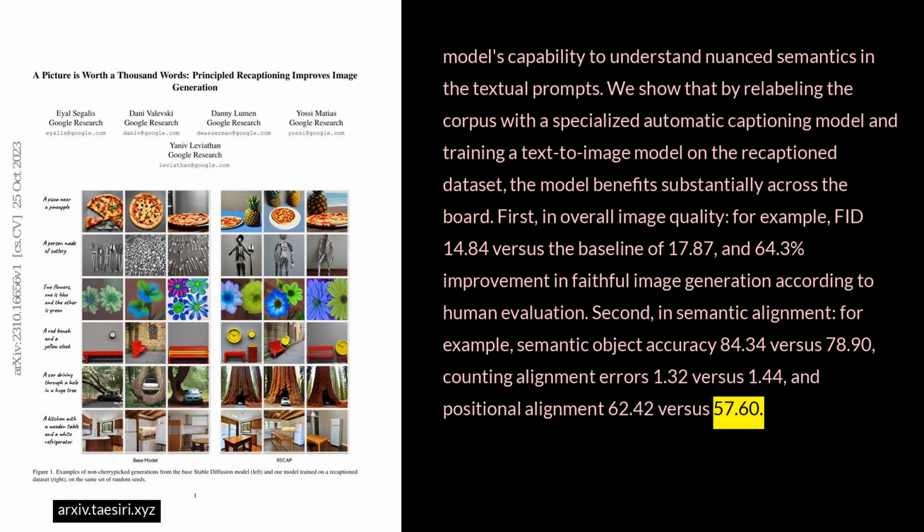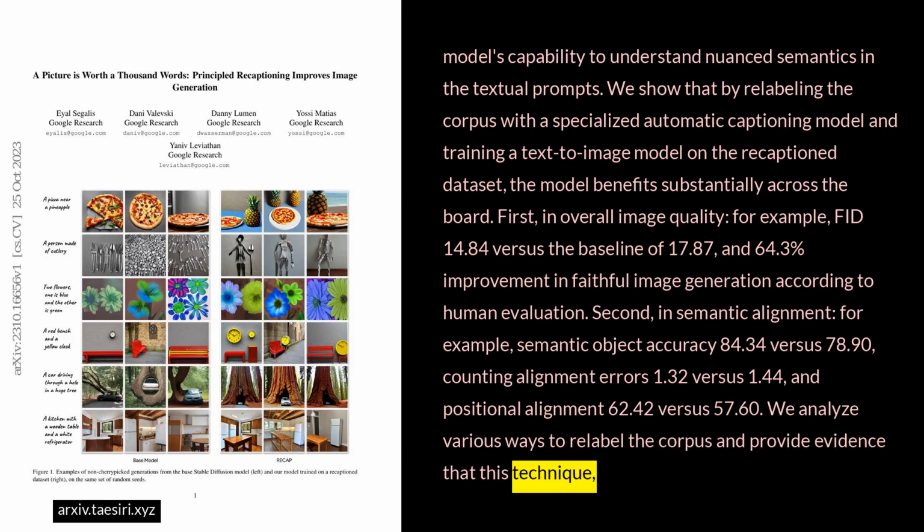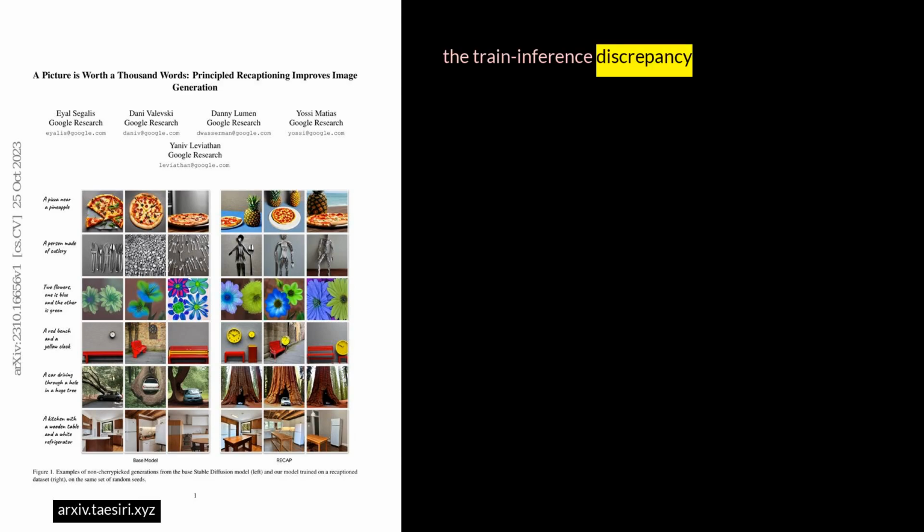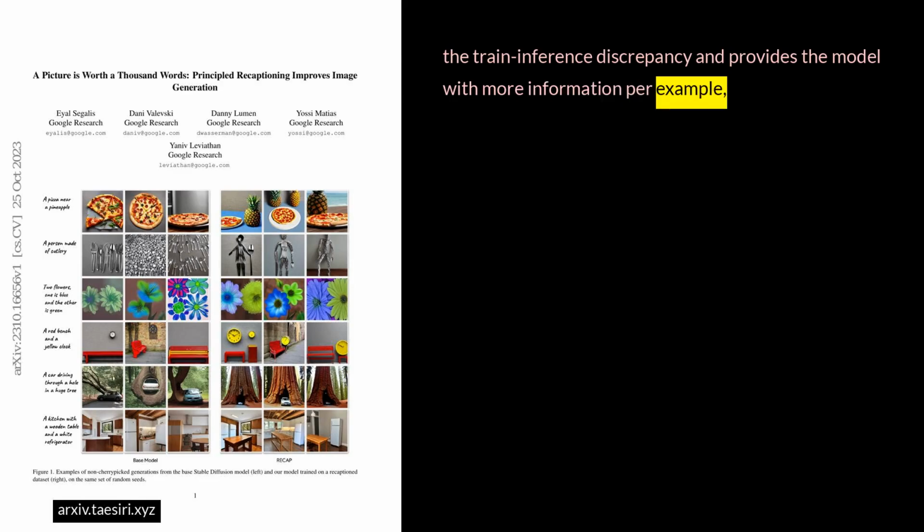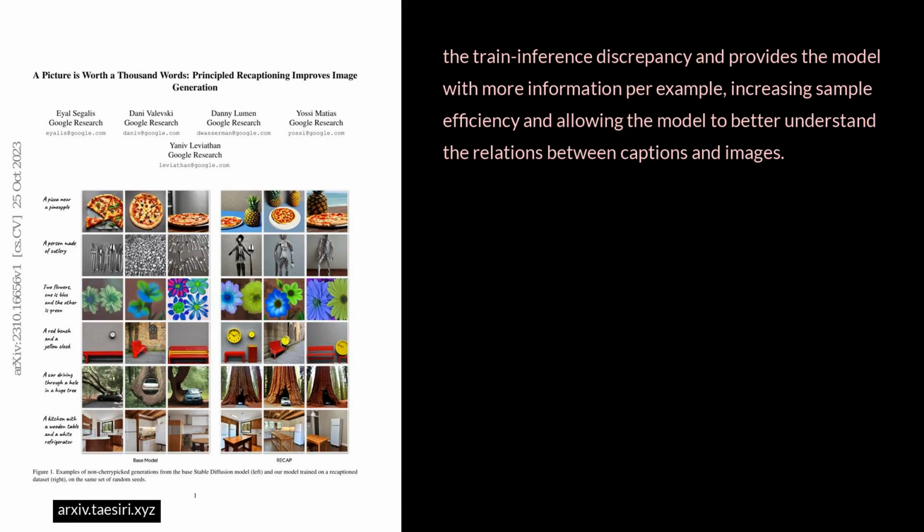We analyze various ways to relabel the corpus and provide evidence that this technique, which we call recap, both reduces the train-inference discrepancy and provides the model with more information per example, increasing sample efficiency and allowing the model to better understand the relations between captions and images.